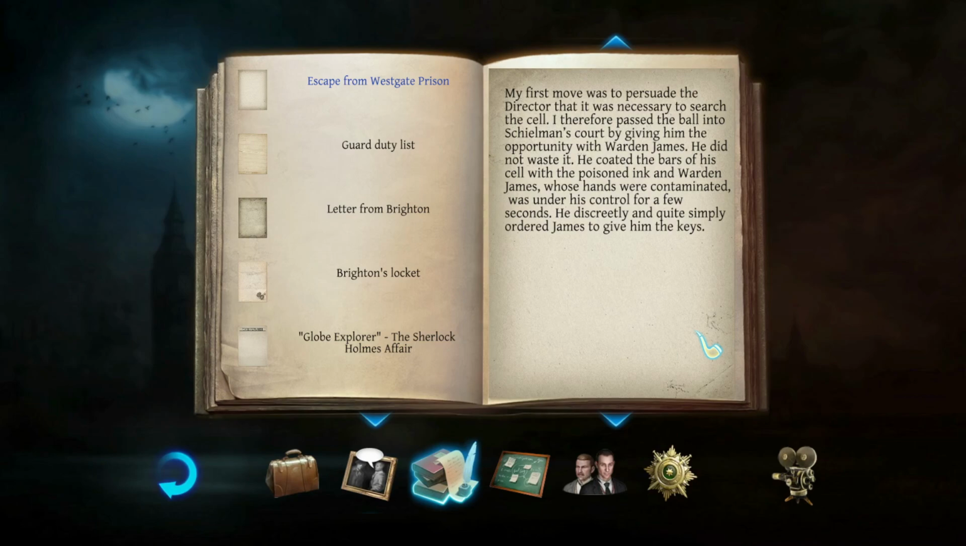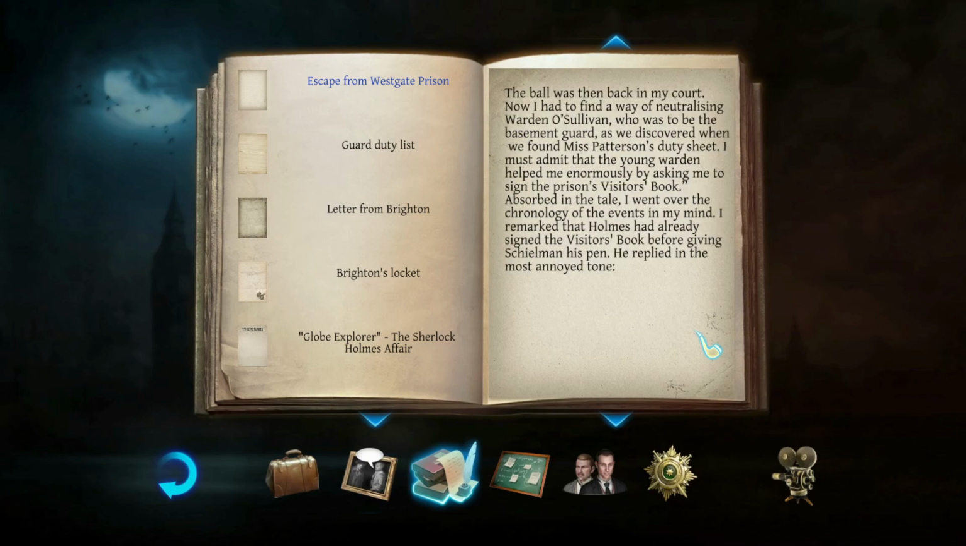He coated the bars of his cell with the poisoned ink, and Warden James, whose hands were contaminated, was under his control for a few seconds. He discreetly and quietly simply ordered James to give him the keys. The ball was then back in my court. Now I had to find a way of neutralizing Warden Alice Sullivan, who was to be the basement guard, as we discovered when we found Miss Patterson's duty sheet. I must admit that the young warden helped me enormously by asking me to sign his prison visitor's book.